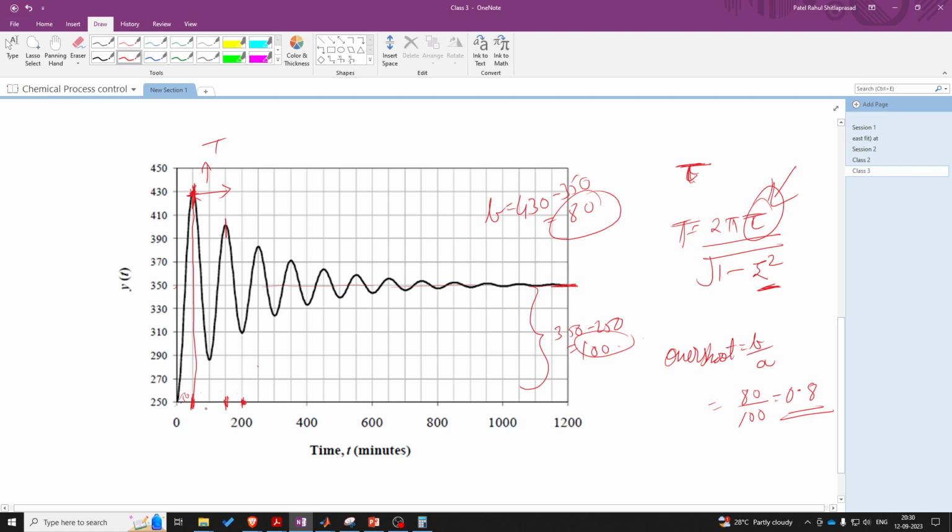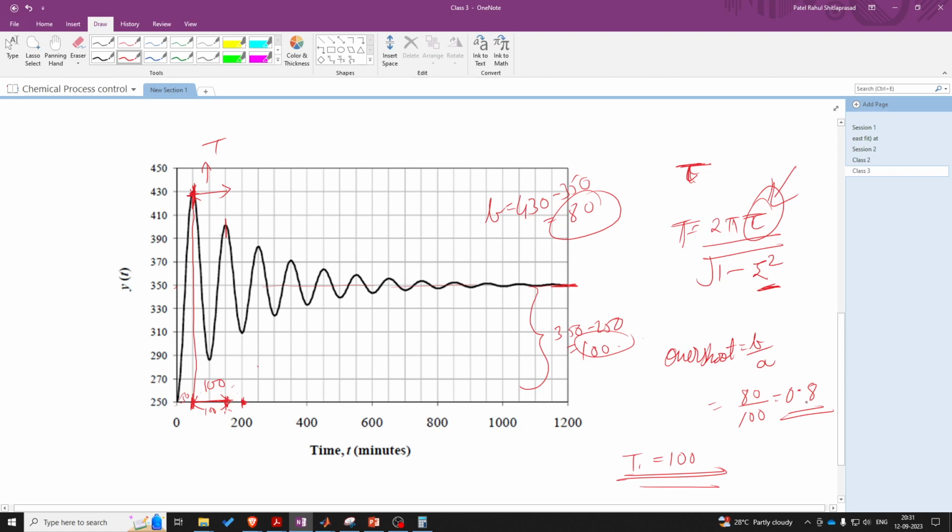So this will be 50, 100, 150, 200. So this entire duration, that is the time period, we found out as 100. So from the plot we have this basic information: the time period is 100 seconds and the overshoot ratio we calculated as 0.8.